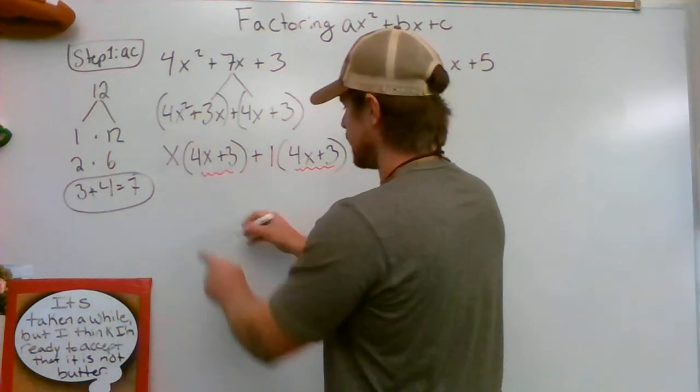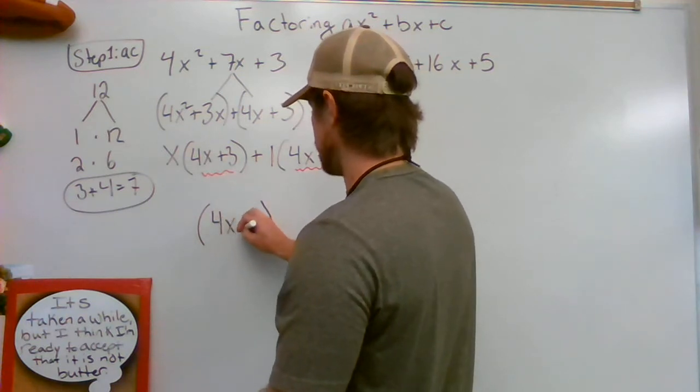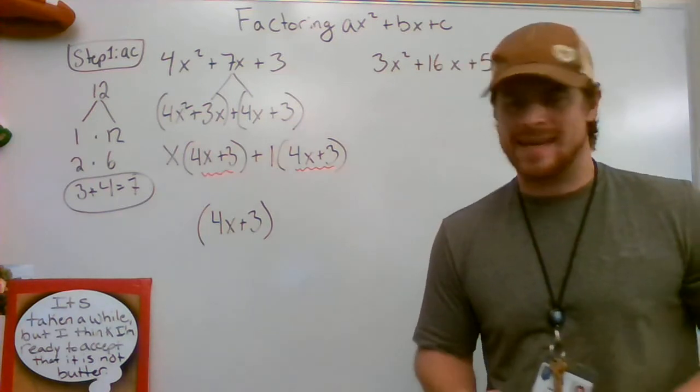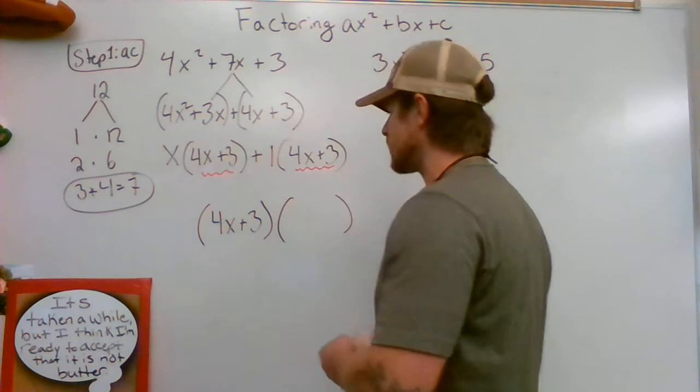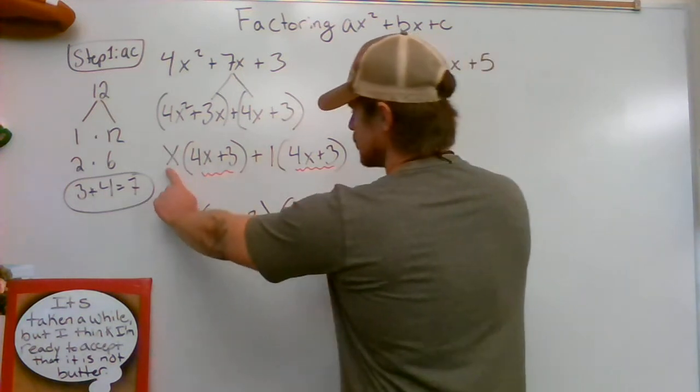How do I finish this problem out? Write down one of the twins as one of the binomials. 4x plus 3. Does it matter which one? No, it doesn't. They're the exact same. So where does my second binomial come from when factoring this all out? This binomial needs to come from your GCFs.